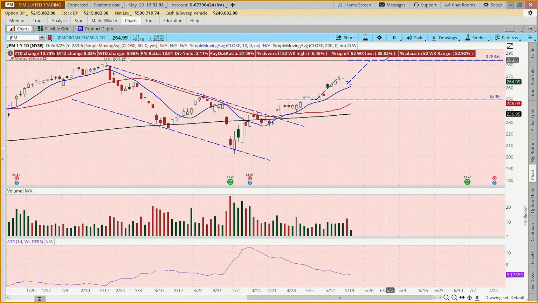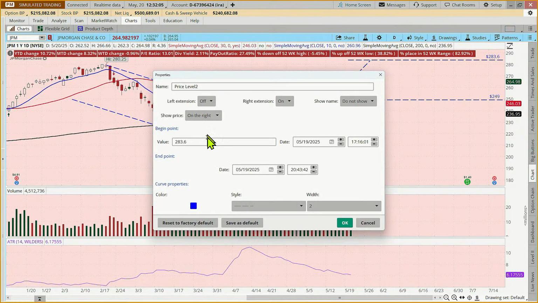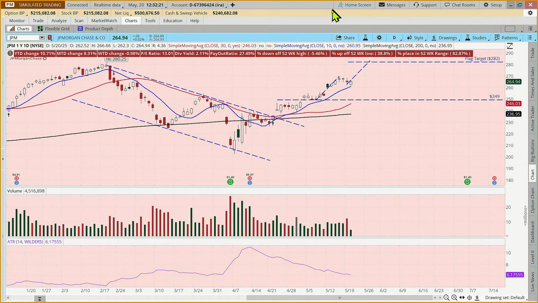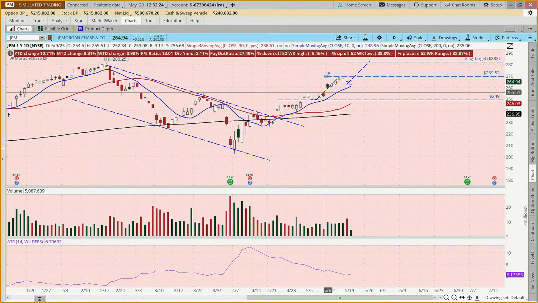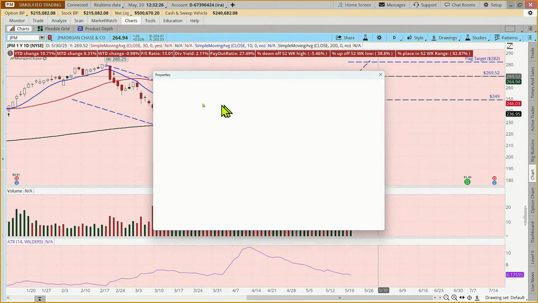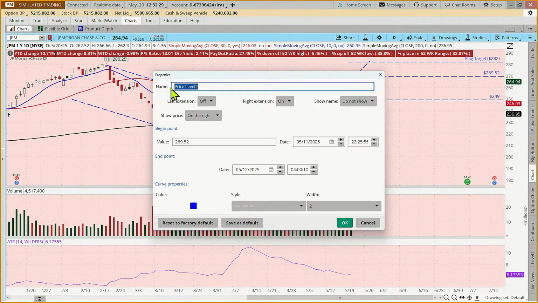You might want to go out a little further, but we could say, hey, our target here is going to be $282, about a $20 move. And so this is our flag target. And we're going to do that with the stock. And then this, the 270, this is our swing target. And we made that 270.